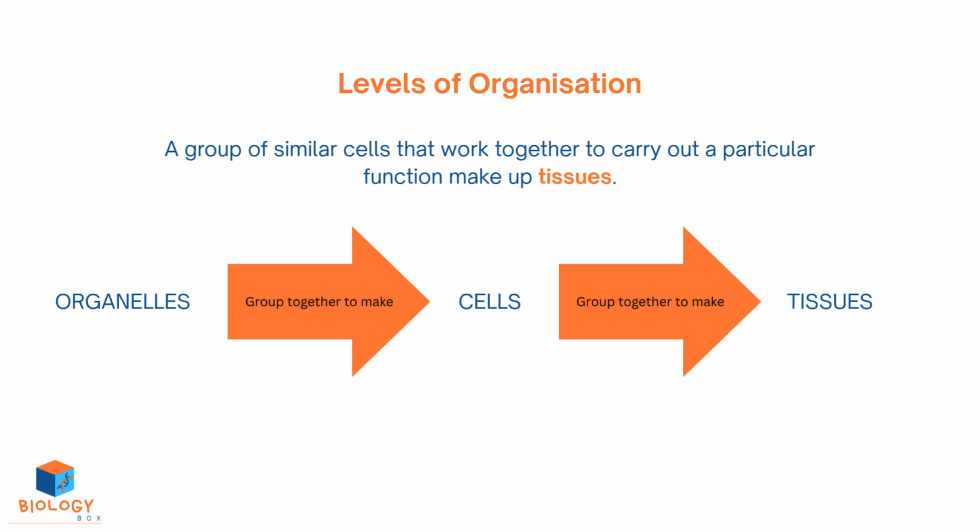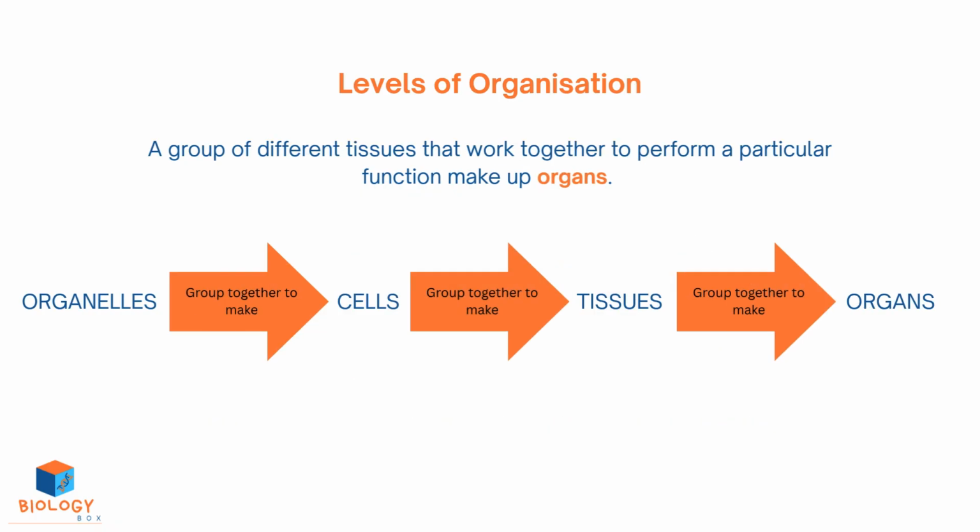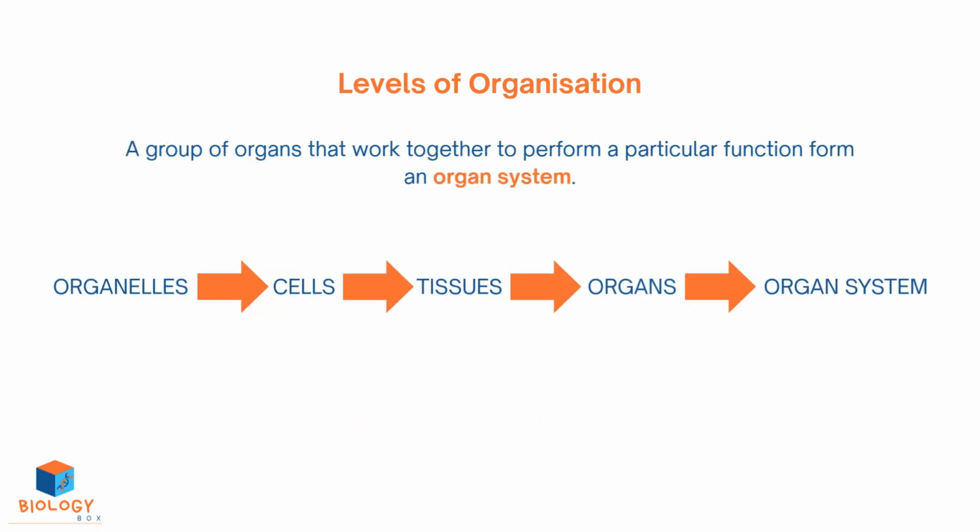A group of similar cells that work together to carry out a particular function make up tissues. For example, a muscle tissue is made up of muscle cells. A group of different tissues that work together to perform a particular function make up organs. Examples of organs include the stomach and the liver. A group of organs that work together to perform a particular function form an organ system. An example of an organ system is the digestive system.